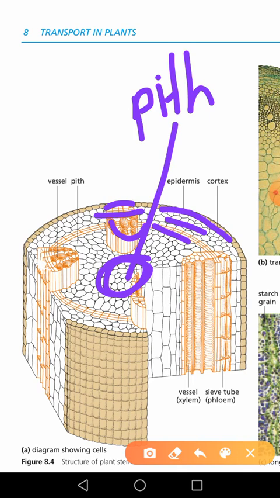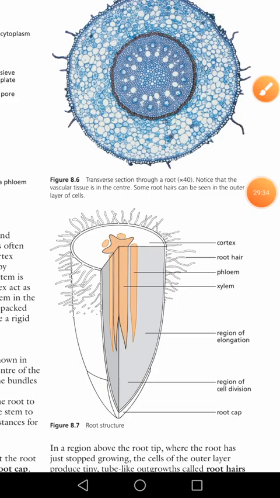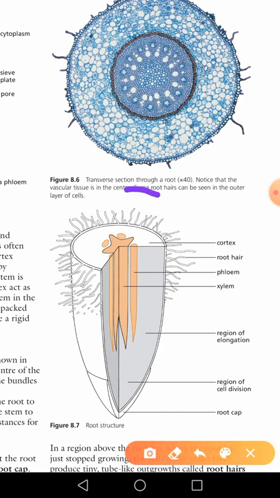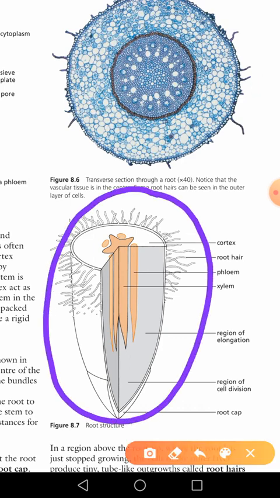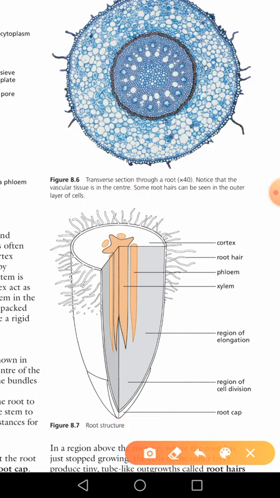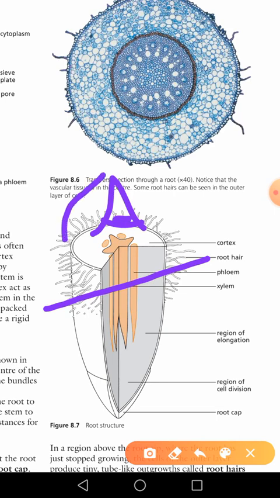Now let's go into the structure of root. We first look at the side view of a root. Here is the side view of a root. What we are actually doing is cutting the root along this section and looking at the root from the top.